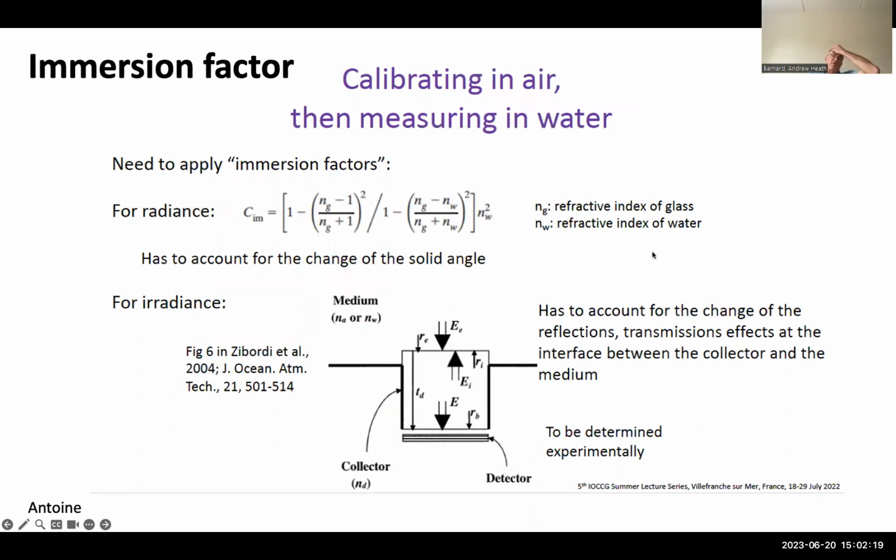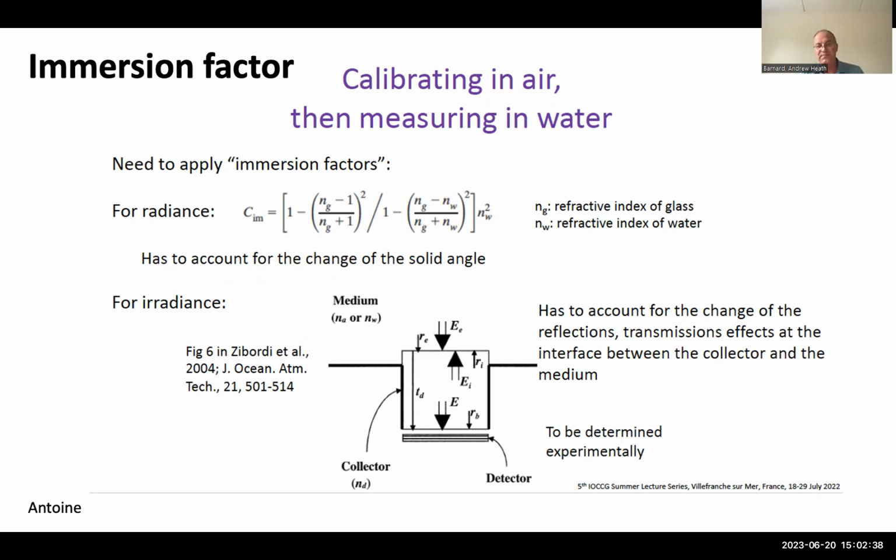So let's start with the immersion factor. The thing we just ran through is, you notice all the calibrations for all these instruments, radiance and irradiance, are done in air. However, in most cases, we want to measure in the water. So what changes between the air and the water?